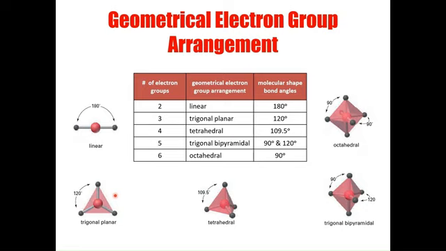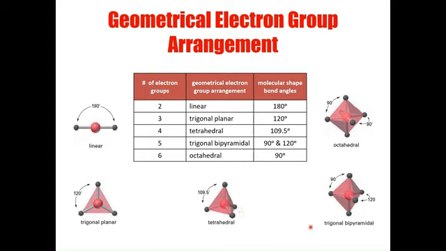The second is called trigonal planar. It has three electron groups that are evenly spaced apart into this triangular shape. The third is called tetrahedral. It has four electron groups that are arranged into what looks like a tripod.